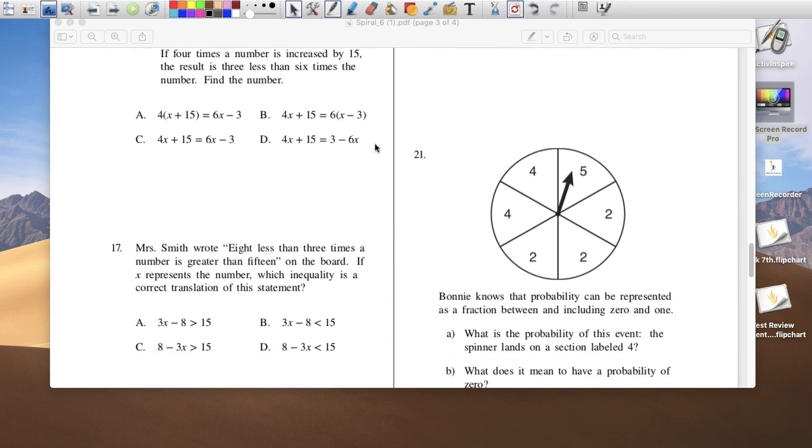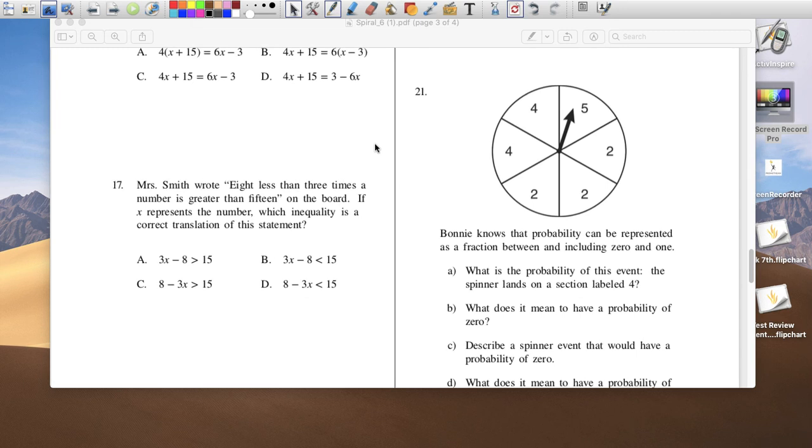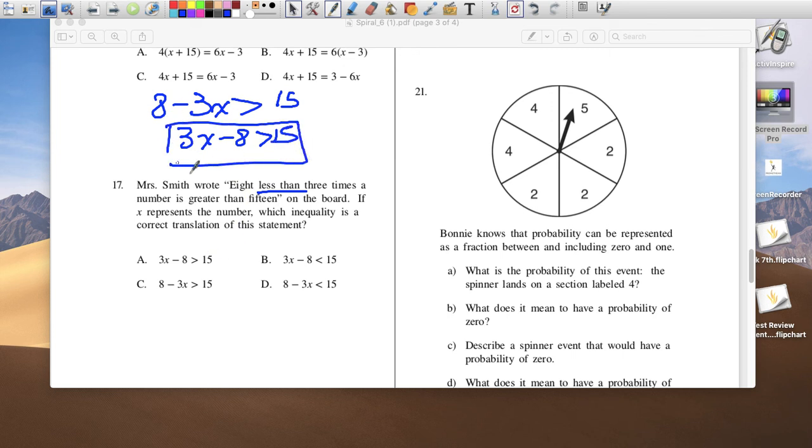Number 17. Mr. Smith wrote 8 less than 3 times the number, I'm going to use x, is greater than 15 on the board. Remember that less than here is a turnaround word, so I'm going to write 3x minus 8 is greater than 15. Is there any expression that looks like this? Let's see if there's anything that looks like that. There is.